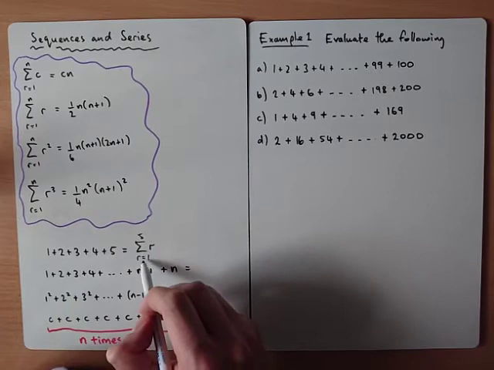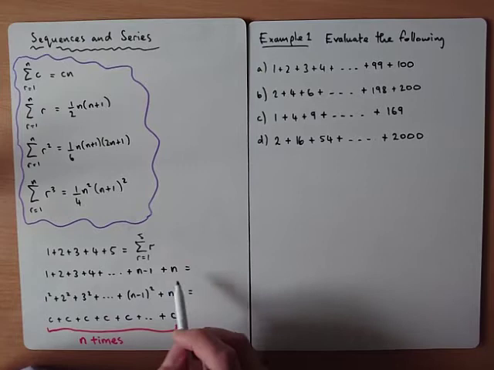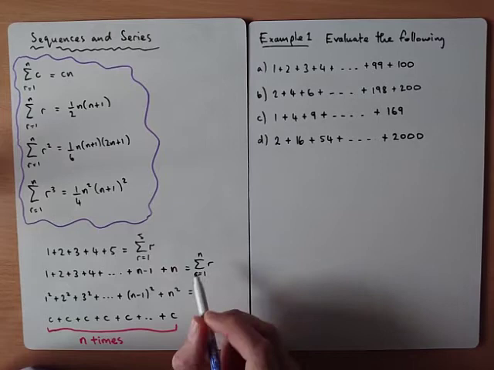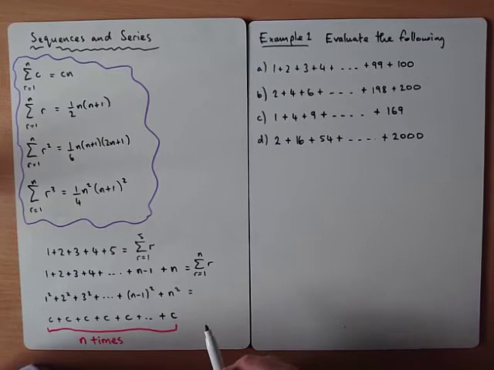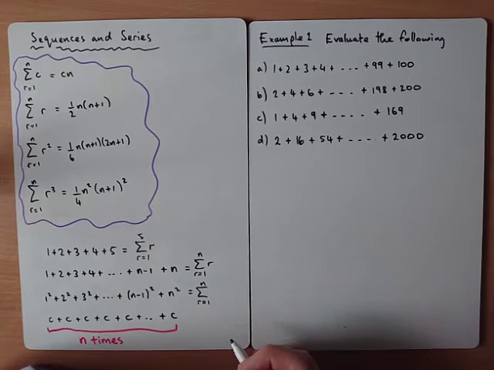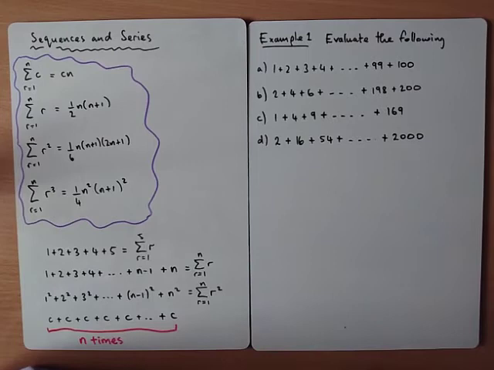Okay. The next one, again, we're just adding up the positive integers, and we're going all the way up to n. So we could say that's the sum from 1 to n. And the individual terms, we'll use r to describe what those terms look like. So r could equal 1, r could equal 2, all the way up to equaling n. Okay. The next one, we've got n terms all together, so we'll say the sum from 1 to n. But the individual terms now are 1 squared, 2 squared, 3 squared, all the way up to n squared. So we'll say that's the sum of r squared from 1 to n.